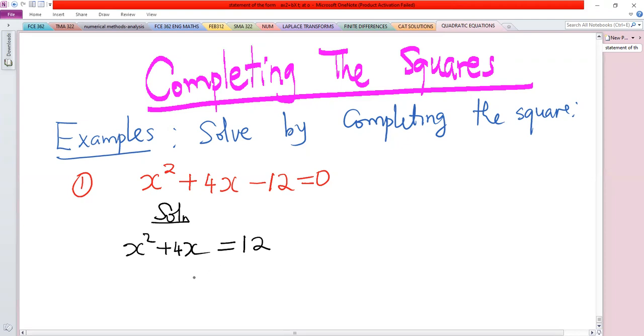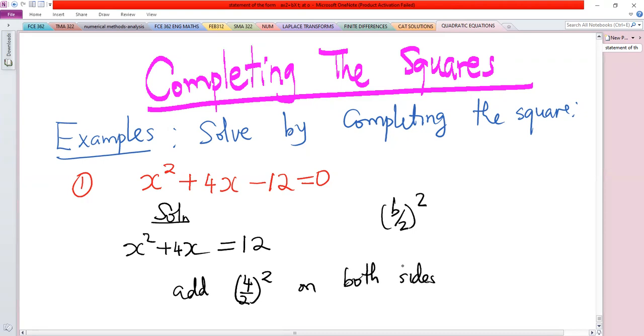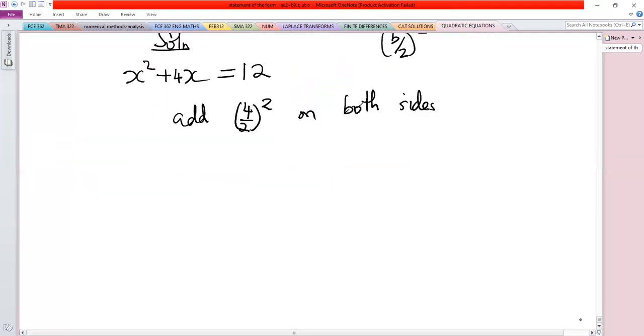So next thing will be now add b over 2 squared on both sides. So our b is 4. So 4 over 2 squared on both sides. So that will give us x squared plus 4x, now plus 4 over 2 is 2, so 2 squared, equals to 12 plus 2 squared.